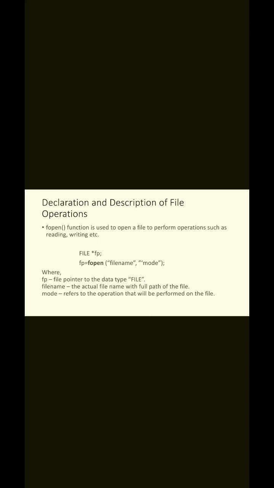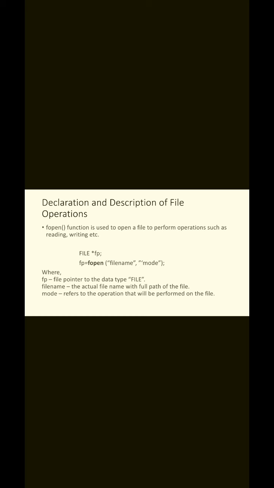Next we go on to declaration and description of file operations. To open a file, we use the fopen function. The fopen function is used to open a file to perform operations such as reading, writing, etc. In a C program, we declare a file pointer and use fopen, where the fopen function creates a new file if the mentioned file name does not exist.